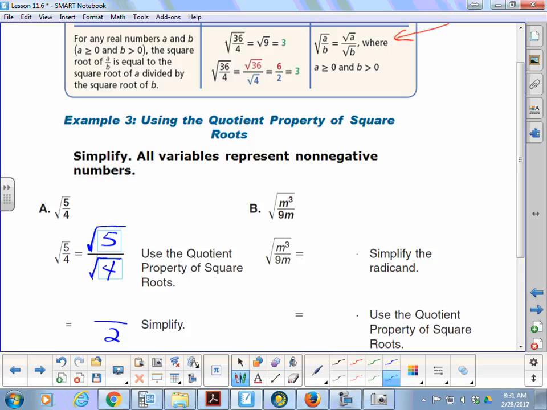Then it's just a matter of, can I simplify the numerator? Well, the square root of 5, there are no squares that go into that, so this would be the square root of 5 over 2. So if we have a fraction, the first thing we want to do is simplify the fraction if we can. Then we write it using the quotient property, which means the numerator and the denominator are two separate radicals. And then simplify those two parts as they are.